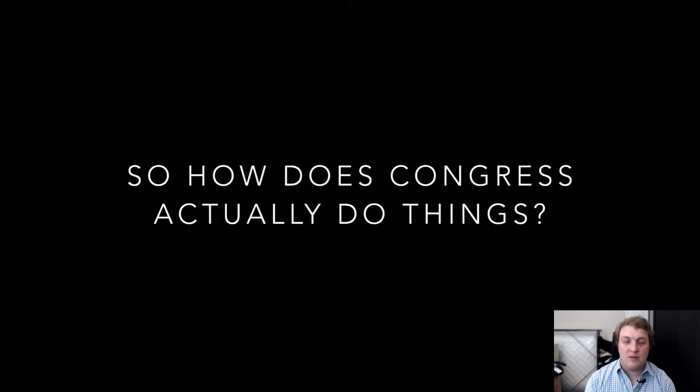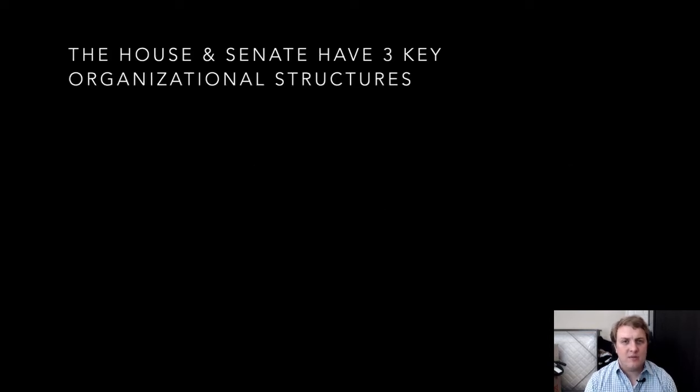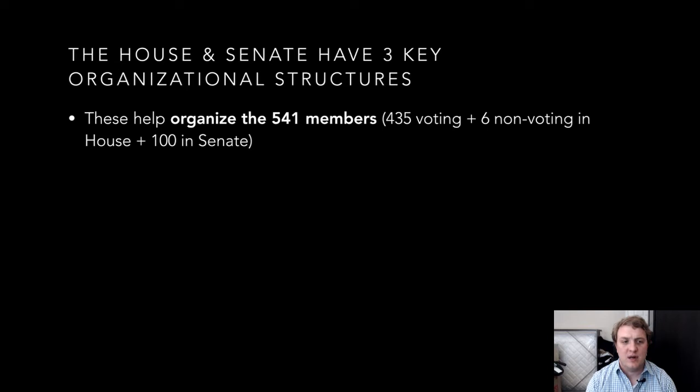In the next video, we're going to talk about how a bill becomes law, the actual process for making legislation. But in this video, I want to focus on organizational structures, particularly partisanship. If you talk about the House and Senate and the way in which they're organized, you typically have three organizational structures. Professor Boucher will talk about some of these in other videos too, and these help organize all the people.